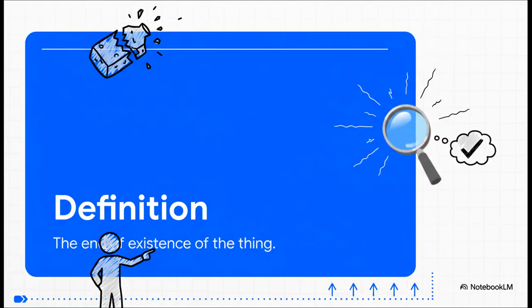And now we get to the heart of it, the definition itself. Just look at how beautifully clear this is. There's no jargon, no big fancy synonyms. Destruction is just the end of existence of the thing. Wow, it's so direct. And honestly, in its simplicity, it's just incredibly powerful.